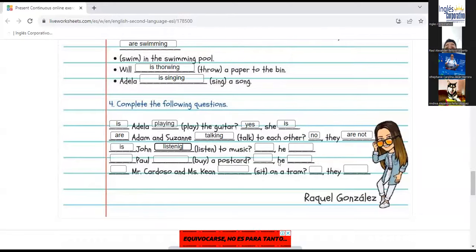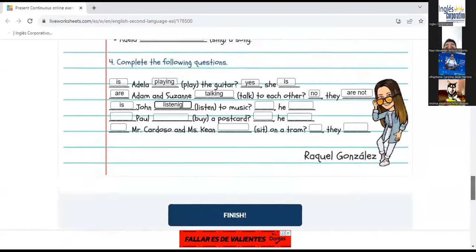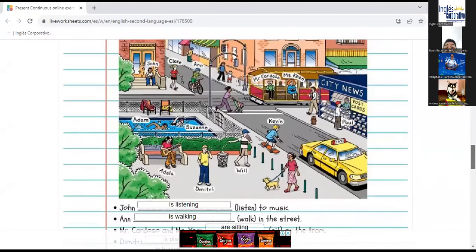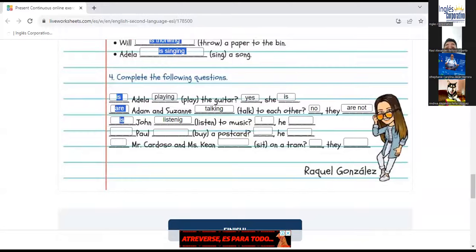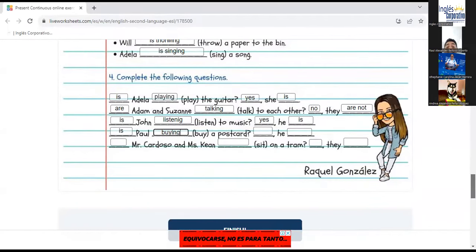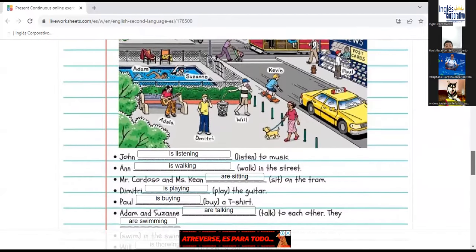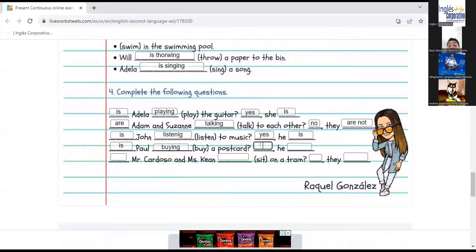Listening to music. Yes, it is. Yes, it is. It's Paul. Boys. Boxcar. Yes. Yes. Are Miss Cardoso and Miss Cities.